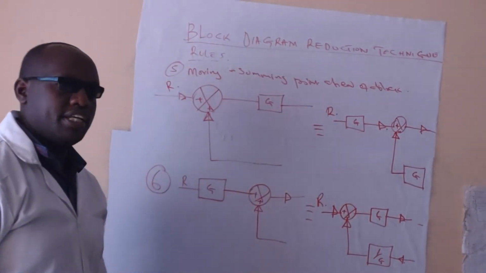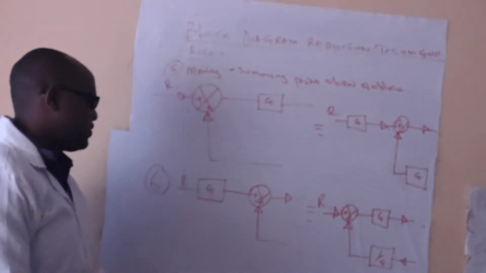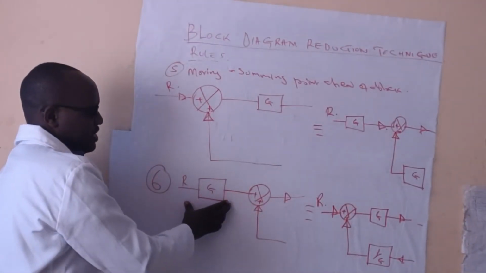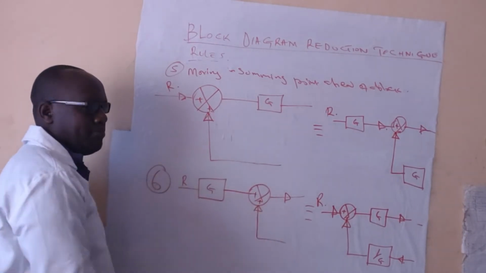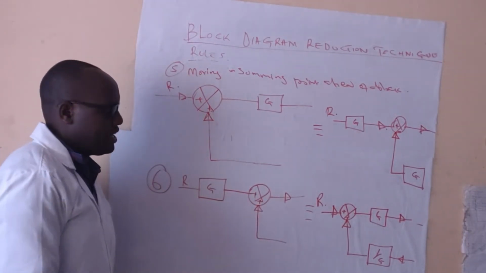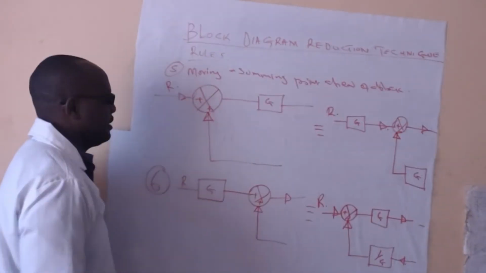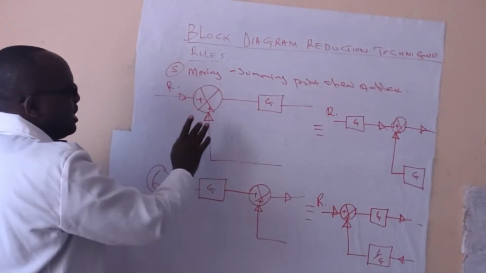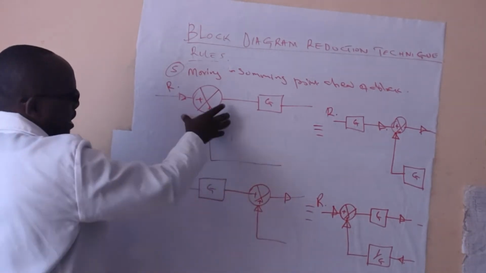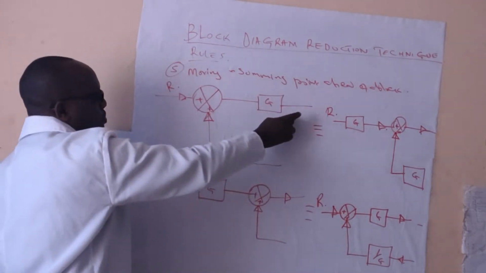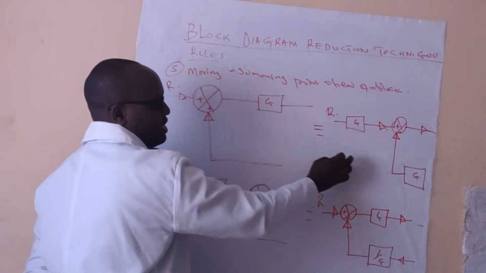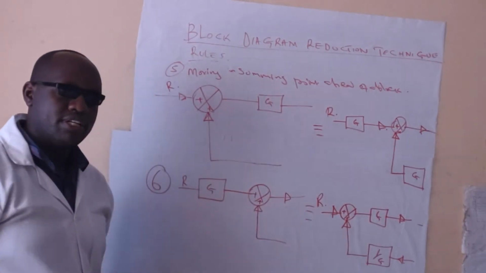That will be the equivalence. So that is the rule. When we are moving this ahead of the block, ahead of the summing, the equivalence of this is going to be that. The equivalence of moving a summing point ahead of a block: you have this, you want to move this ahead of this block, the equivalence of that is that one.